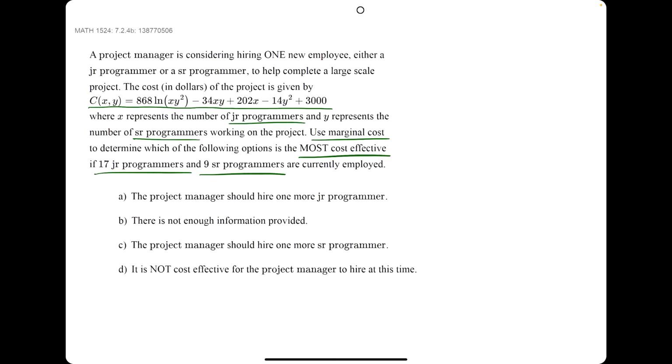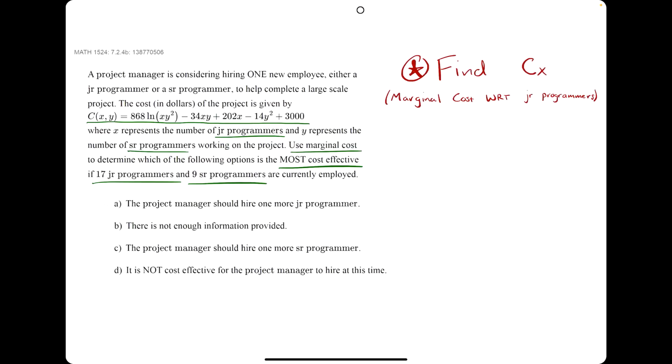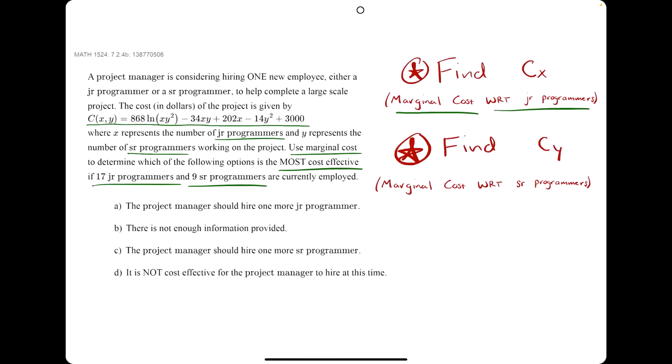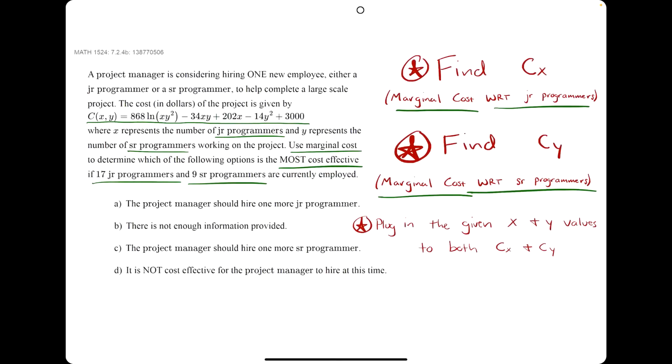So the approach is this. First, you will find Cx, the partial derivative of cost with respect to x, because what this represents is the marginal cost with respect to junior programmers. And then you will find Cy, the derivative of cost with respect to y, because this represents the marginal cost with respect to senior programmers. And then what you'll do is plug in the given x and y values to both Cx and Cy. The given x value is 17, the given y value is 9.